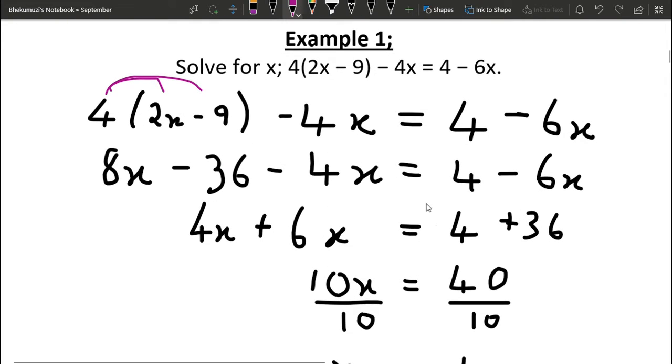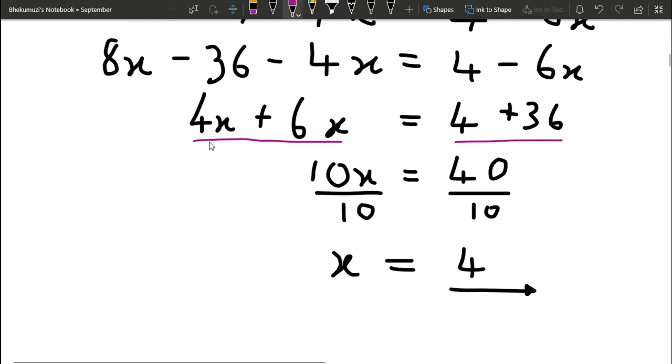And then you start grouping the like terms, right? As you can see here, I have 4x plus 6x, and I have 4 plus 36 on the other side. And then you get your answer, which is 40, and then you divide it by 10. Remember, you are looking for x, not 10x. So you have to divide by 10 to make it into an x. So it's 4x right there.